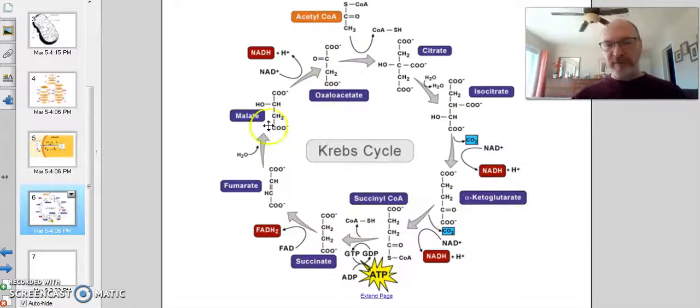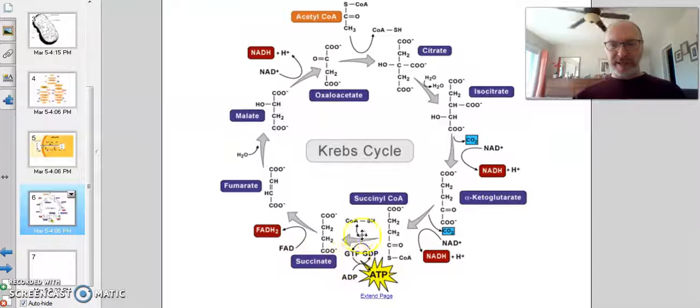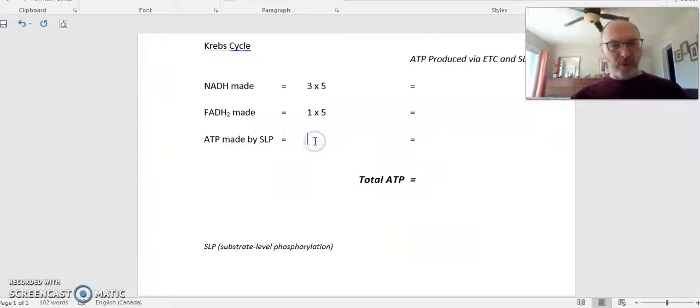But again, we're going to turn 5 times because of the 5 acetyl coenzyme A's. And so when we go back to the handout, we're going to put down 1 per turn, but there's going to be 5 turns. How about ATP by substrate level phosphorylation? When we look at the Krebs cycle here, you notice that we make ATP right here, just 1 per turn. Okay, so we'll go to the handout, 1 per turn.